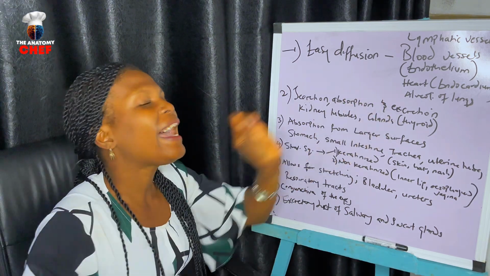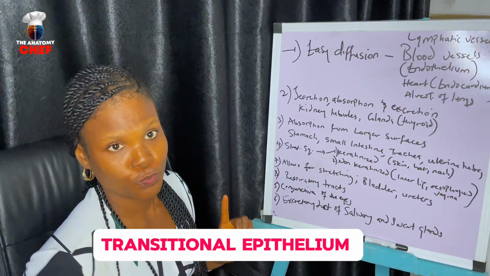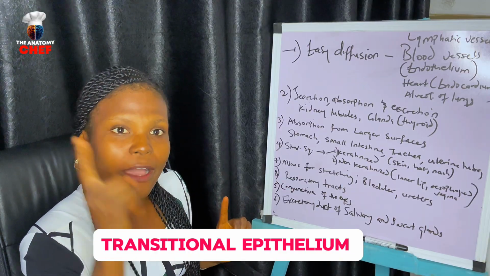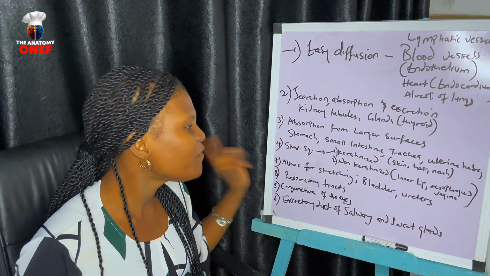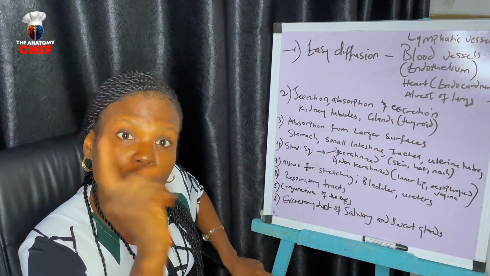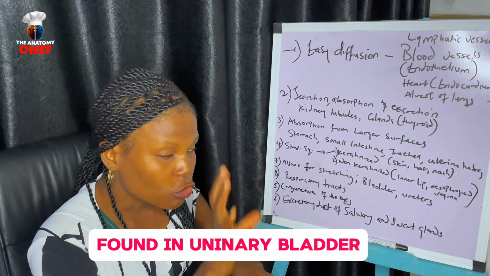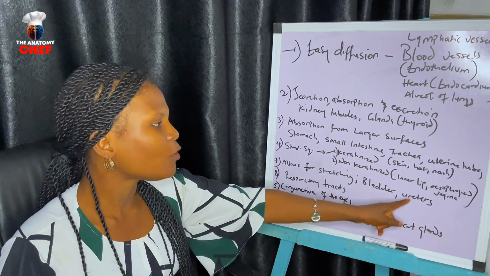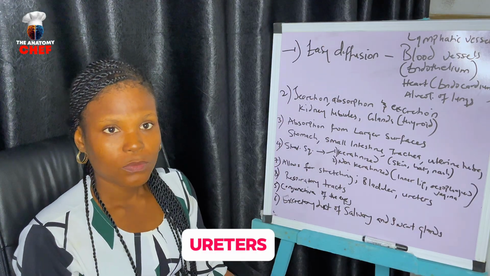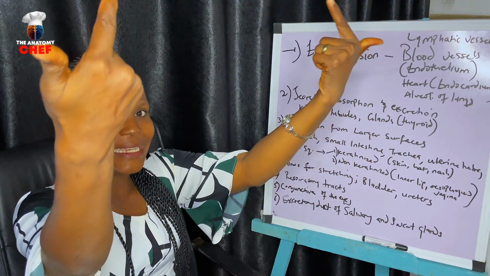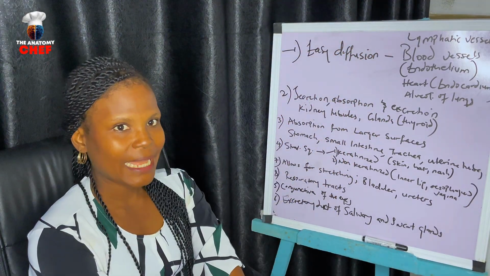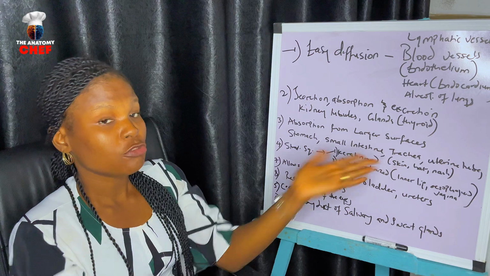Okay, now to our favorite, transitional epithelium. Your transitional epithelium can be found, I told you, in your urinary bladder. Very important. And also in the ureters, through which urine runs from the kidney into the bladder. So they are related, right?